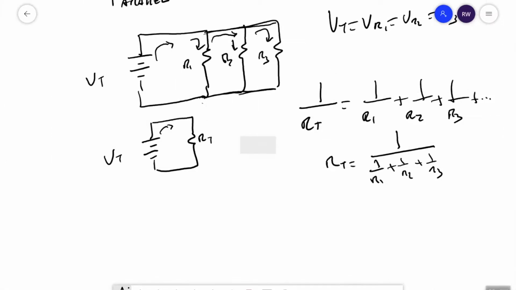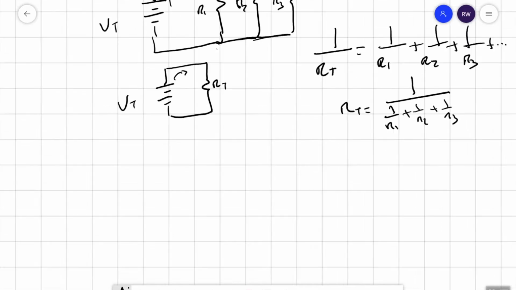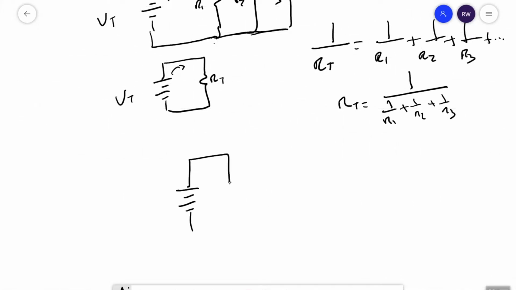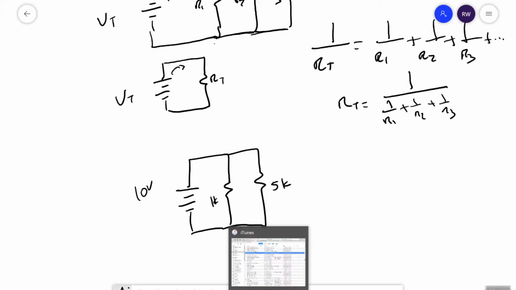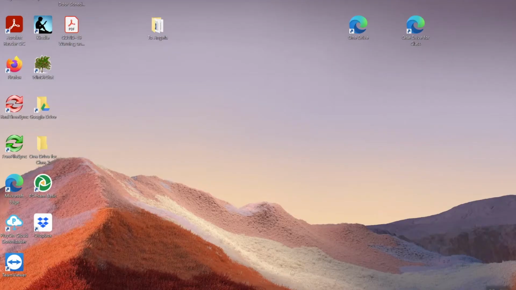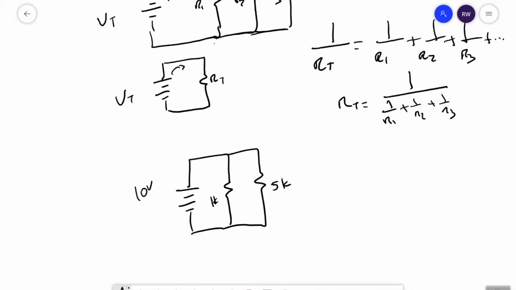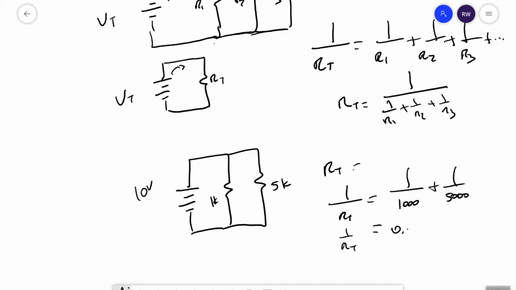We'll put some numbers on it to make it a little easier. Okay, let's go. We'll just do two resistors, 10 volts, 1K, and 5K. My R total can be calculated as 1 over R total, which is 1 over 1,000 plus 1 over 5,000. 1 over R total is 0.001 plus 0.0002.